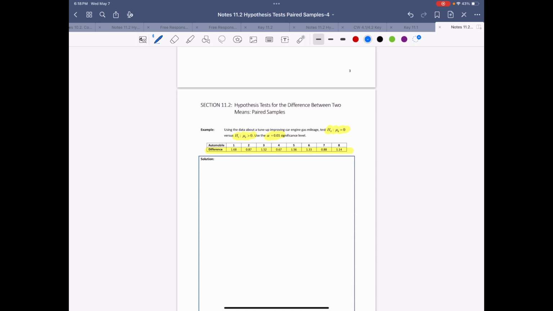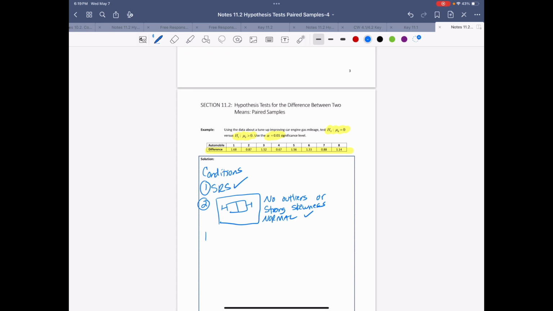So here's what I'm going to do. When I check my conditions, I'm going to do an SRS check, and I'm going to graph the differences. I didn't put my calculator up, but do a box plot of the differences. When I graph it, I'm going to say no outliers or strong skewness, and this is only the differences. Normal check.